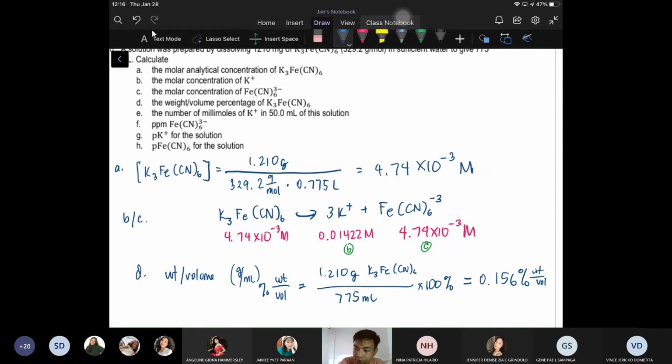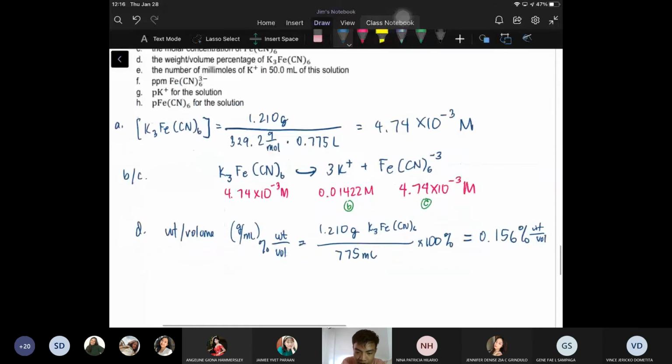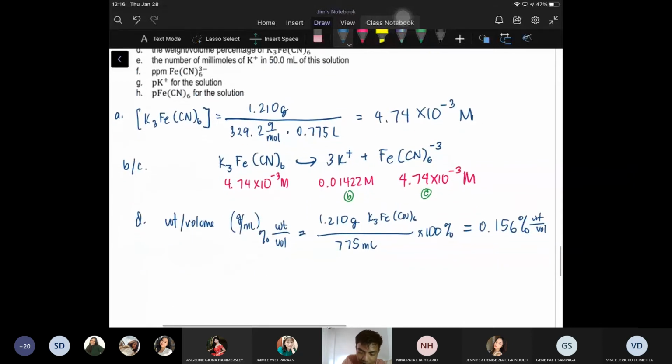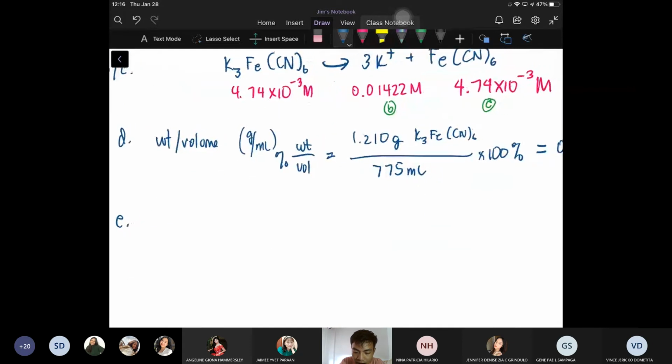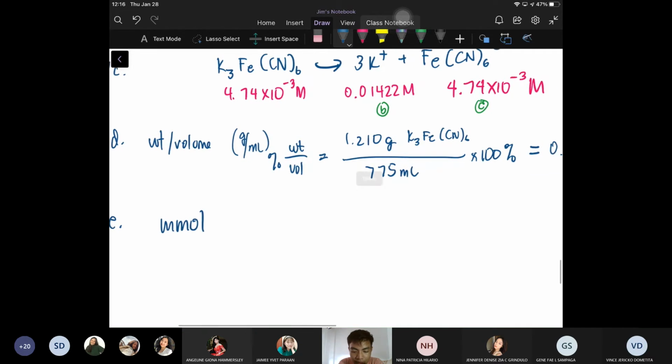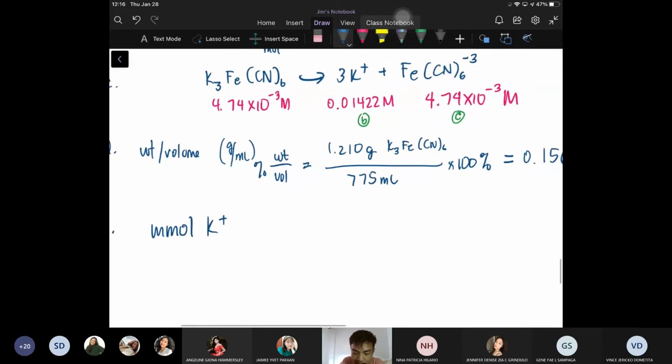Letter E. We're on letter E. I ran out of space. Letter E says, calculate the number of millimoles of K plus in 50 mL of the solution. So we are looking for the millimoles. Millimoles has the symbol mmol. So that is the millimoles of K plus in 50 mL solution.